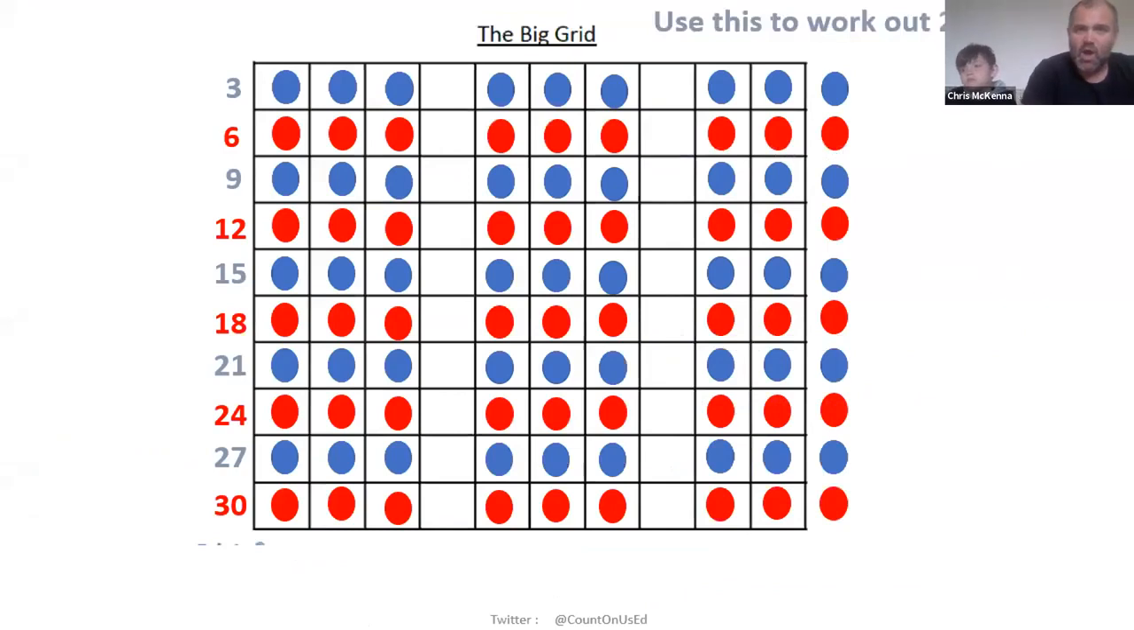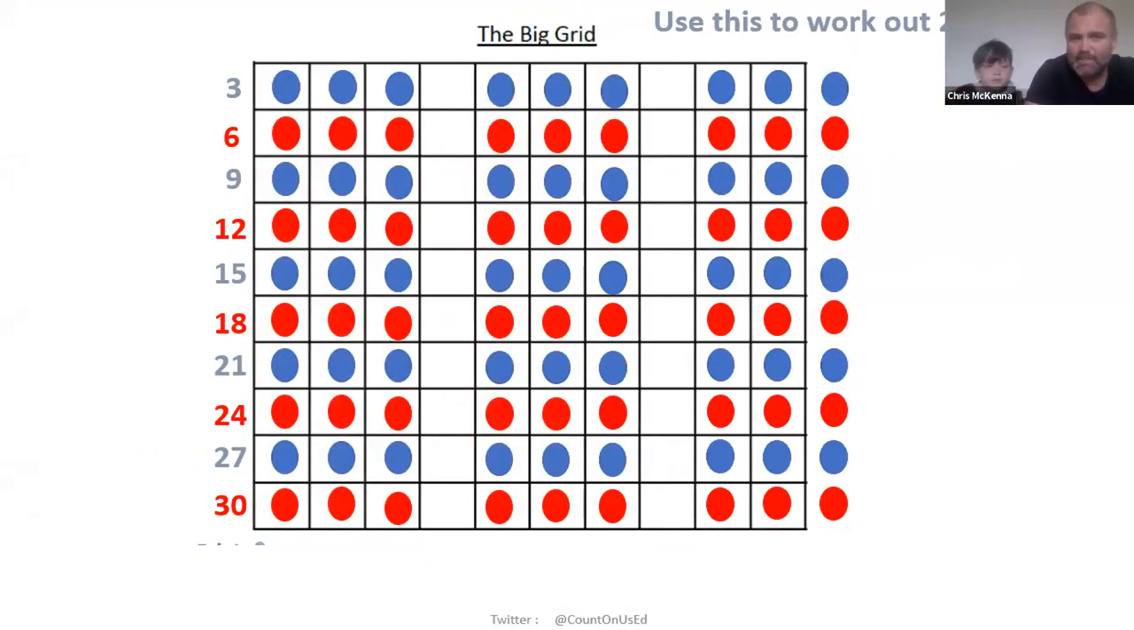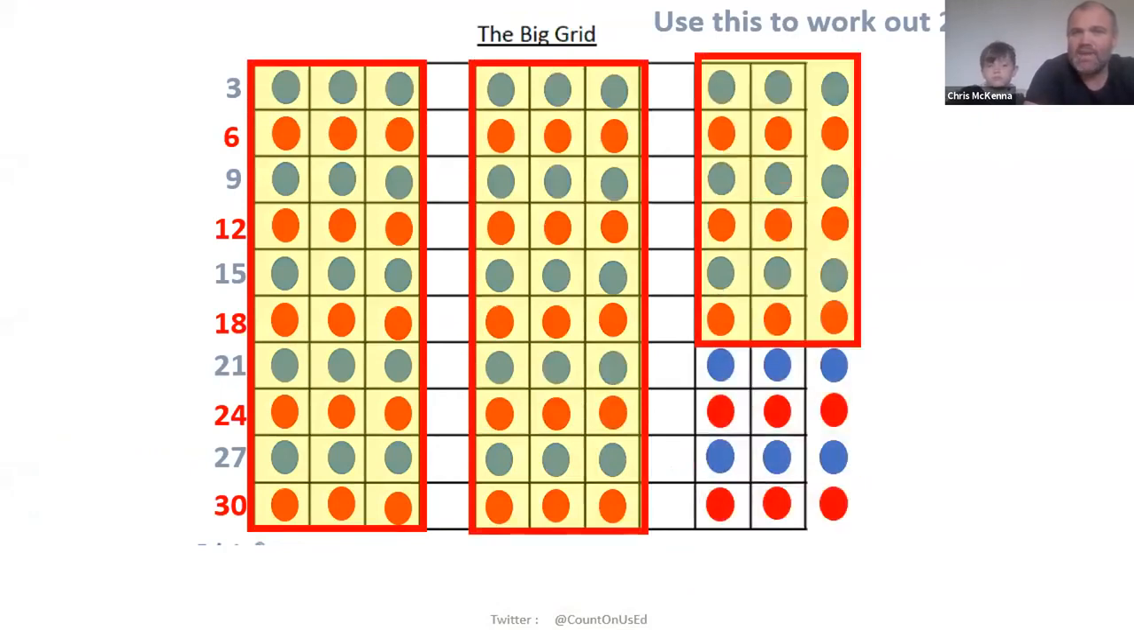Right. We're going to use this to work out 26 times 3 now. So I want to highlight 26 groups of 3. So I'll have 10 groups of 3, then another 10 groups of 3, and then 6 groups of 3. How many dots are in this bit? 30. How many dots are in this bit? 30. How many dots are in this bit?